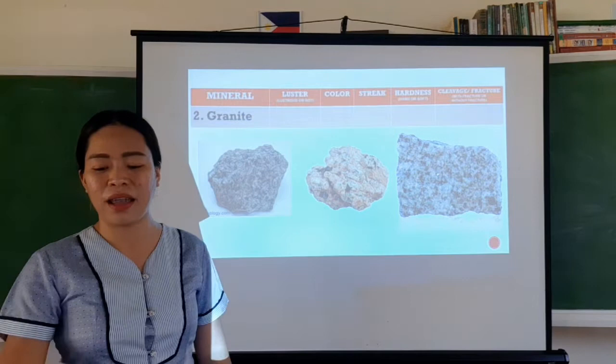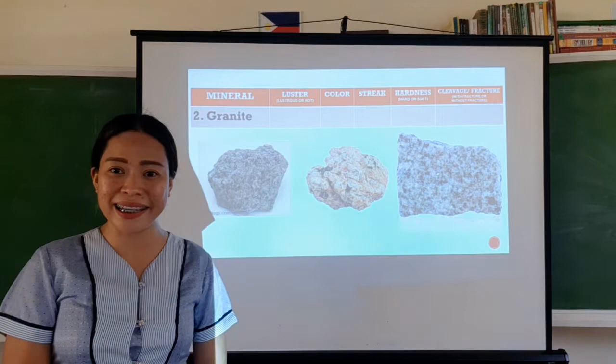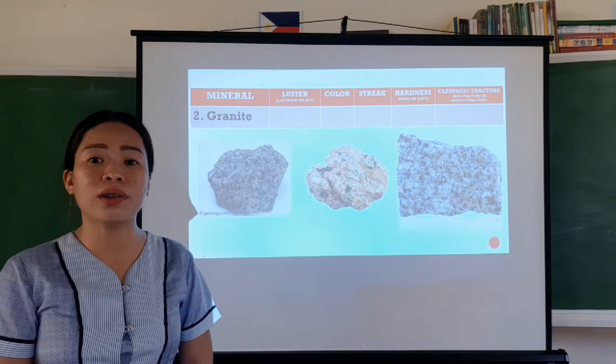Number two, granite, used for construction purposes. This is an example of an igneous rock. It's not lustrous. The color ranges from brown to black. Streak, you try it. Hardness, it's hard. And it also has some fractures or cleavage.